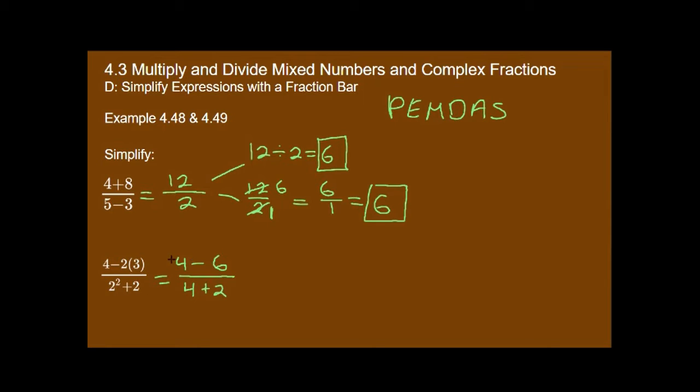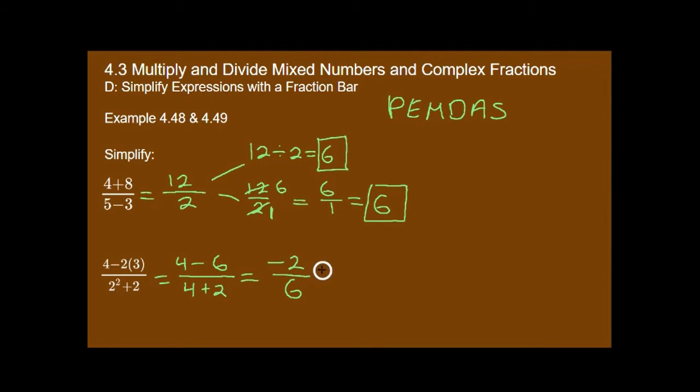Okay, so we've started simplifying the numerator and the denominator. We've done one step in each, but notice we can still simplify each one more. So let's go ahead and do that. 4 minus 6 is equal to negative 2. 4 plus 2 is equal to 6. Okay, so now I'm down to a fraction with a single number in the numerator and a single number in the denominator. But I can still simplify this, right?